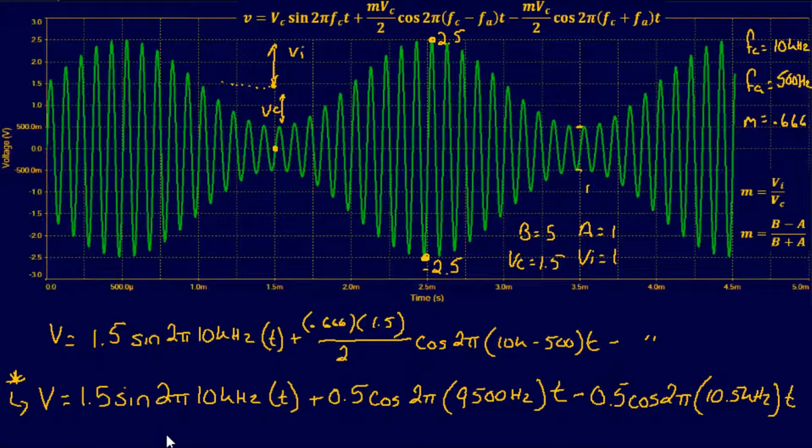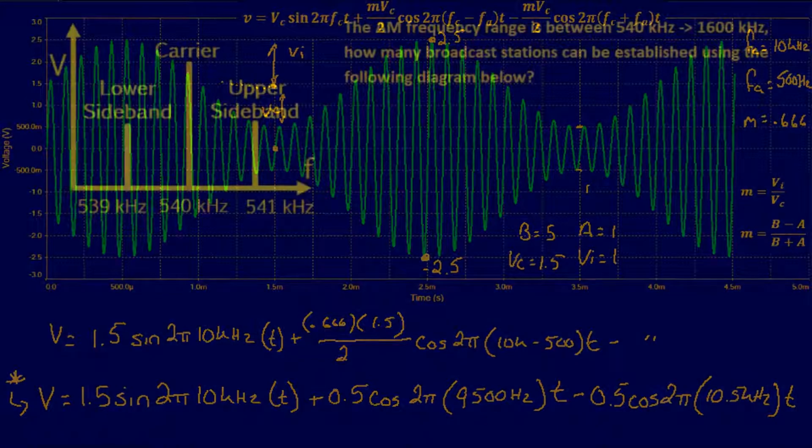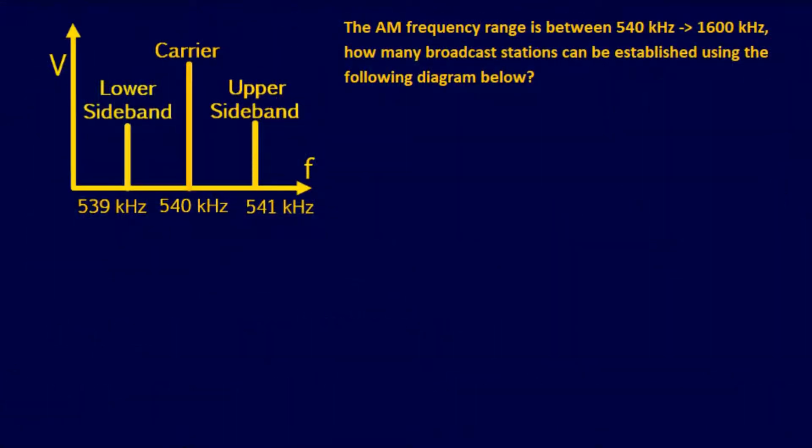All right, let's go on to another problem, hopefully an easier one. For this example, hopefully it's not as daunting as the last one. So we have the AM frequency range between 540 kilohertz and 1600 kilohertz. How many broadcast stations can be established using the following diagram below?